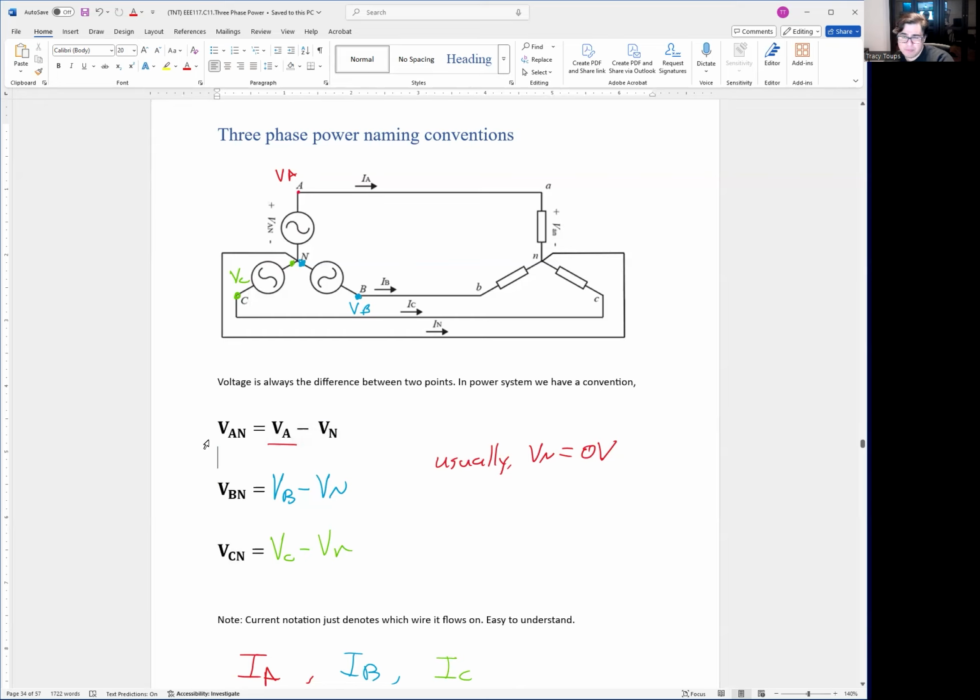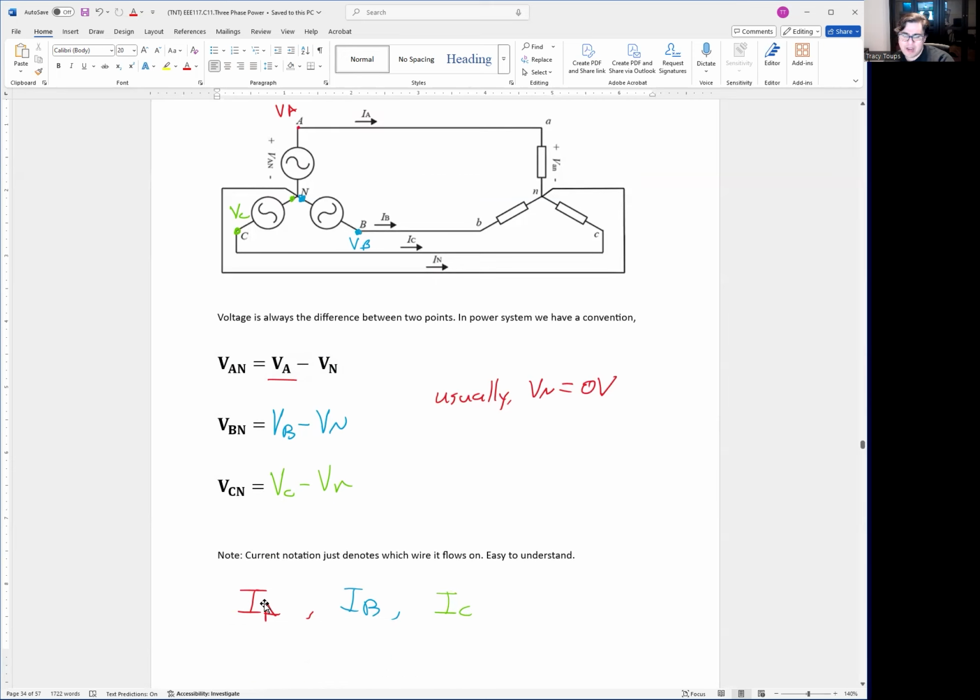You should get comfortable with this two-variable naming convention, VAN, VBN, VCN, if you want to be accurate. We also have currents IA, IB, and IC. We don't need a double naming convention here because current does not require subtraction. You're not taking one part of the current and comparing it to another. Current is just what flows in the wire, and that's it. So voltage is always a difference, with two points to compare, so it has a two-part name. Current has no comparison. It's just whatever's on the line, so it's a single variable.